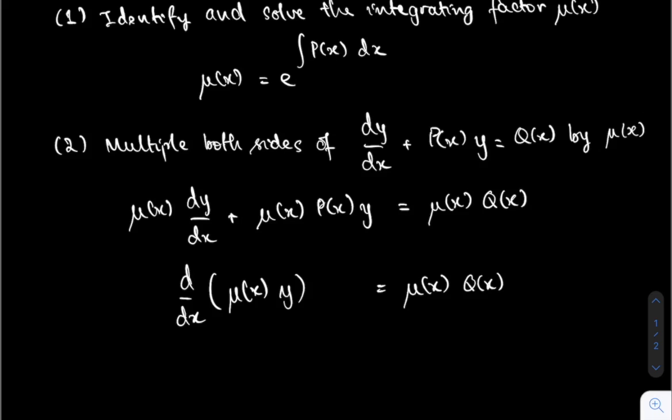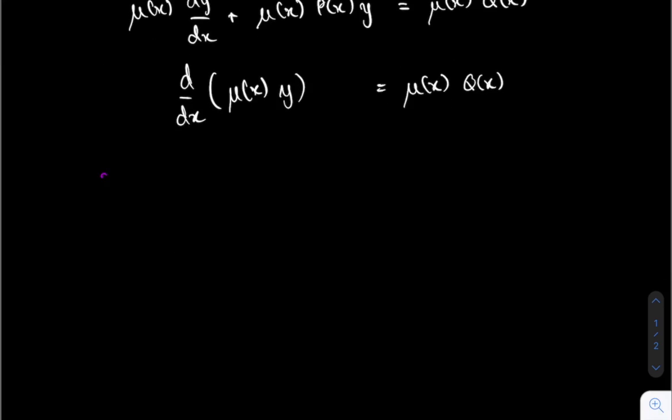If you are not sure why the left-hand side is derived from the product rule of the derivative of mu of x times y, then let's work out the details together. You know that the integrating factor mu of x equals e to the power integral of p of x dx. So you have d/dx of e to the power integral of p of x dx times y. Now apply the product rule.